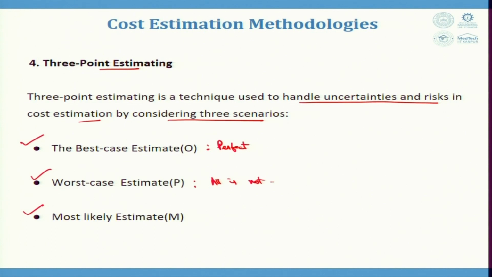All is not good. Even in place of not good, I would say all is almost wrong. Still, this cost would be there. Then most likely estimate is in between the best case and the worst case. So, this is the project that is most likely to occur.